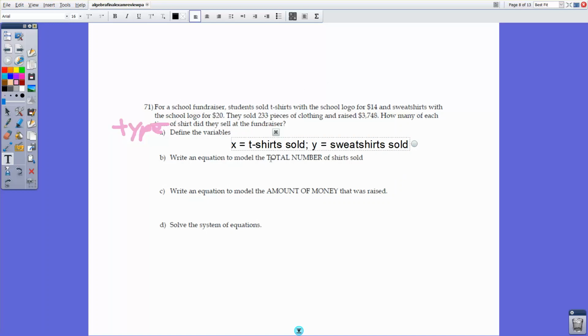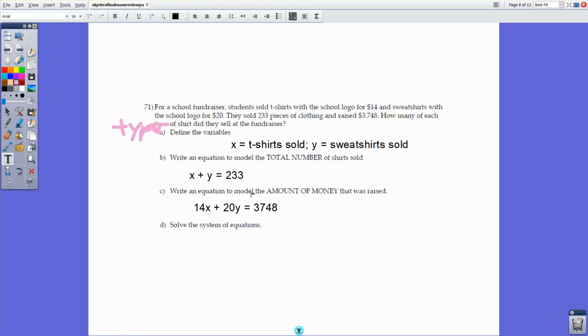Okay. Write an equation to model the total number of shirts sold. Well, we know that they sold 233. So if you add up the two numbers, we should get 233. So there's our first equation. And an equation to model the amount of money that was raised. Well, in this case, they sold the T-shirts for $14. So 14 times x plus 20 times y would equal the cost, $3,748. So now these two equations are a system.